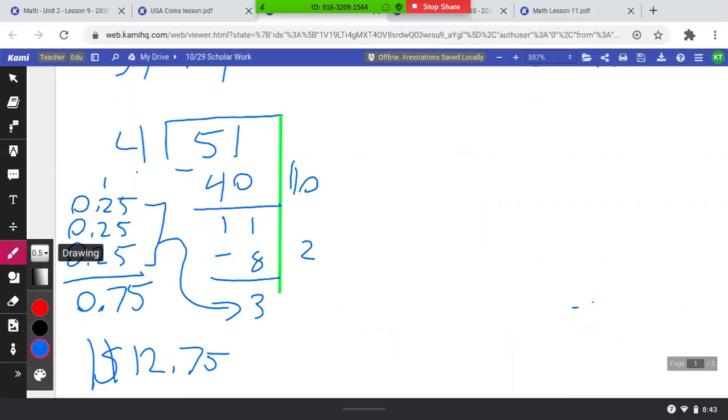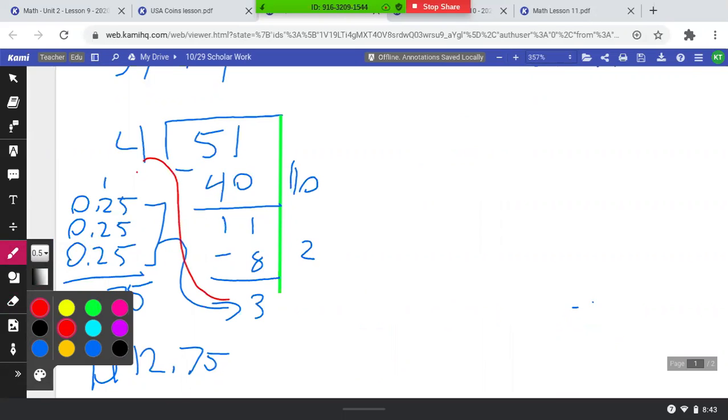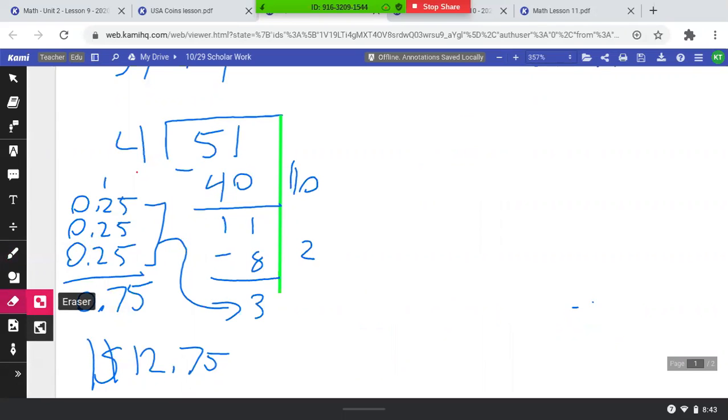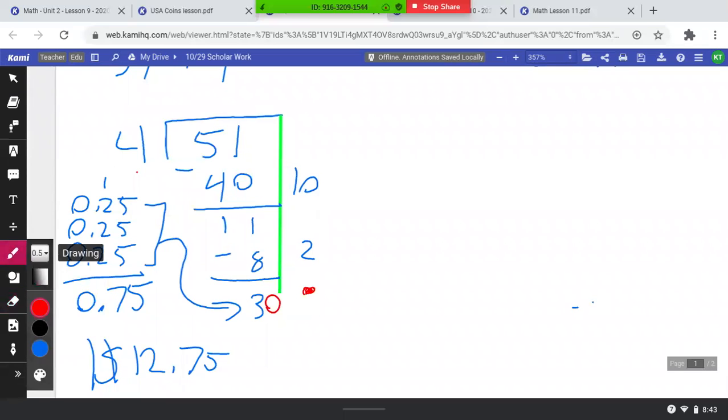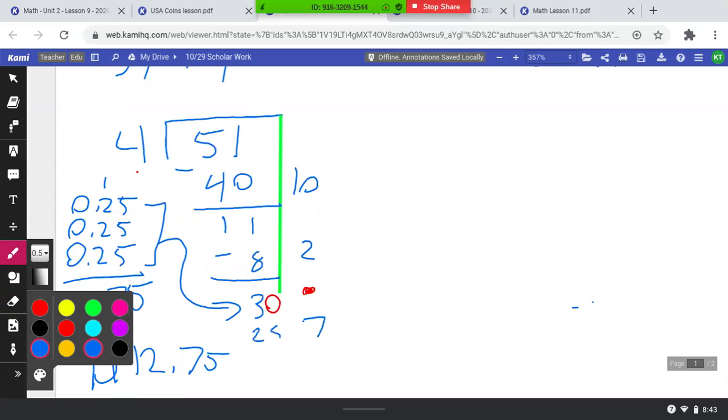But what if I didn't want to do that? What could I do? Well, since 4 is bigger than 3, now this is a bit strange, but stay with me. I could put a decimal, and when I do that, I can put a 0 there. So now I'm asking myself, how many times does 4 go into 30? And the answer would be 7, because 7 times 4 equals 28. And I'm left with 2.